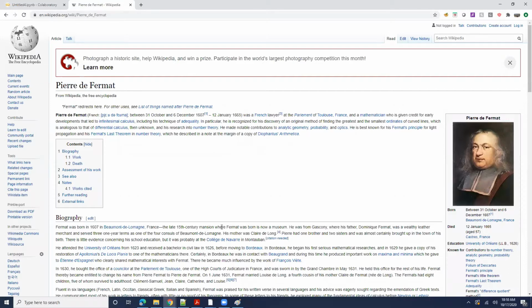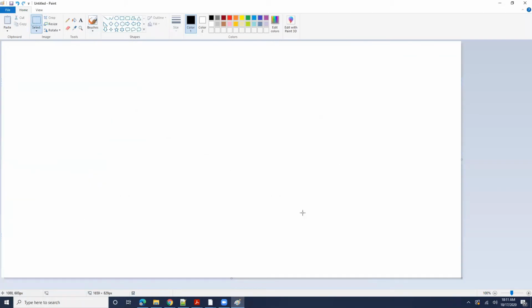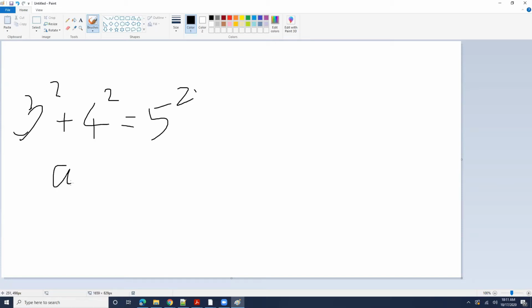One of his most popular theorems is something all of you guys know also. What is 3 square plus 4 square equal to? 25, which is the square of another number, right? What square is that? 25 is the square of which number? Okay, 5 square, sorry. So this is Pythagoras theorem, right? So a square plus b square equal to c square, right? That's Pythagoras theorem.